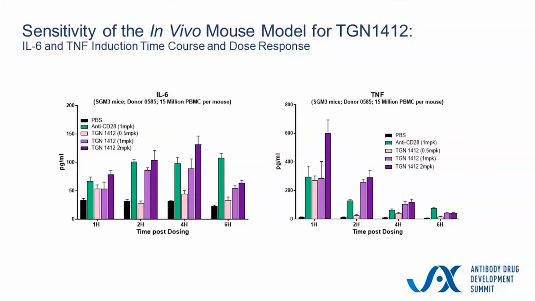TNF on the right-hand side is one of the first cytokines to appear with bispecifics or T-cell engagers or T-cell antibodies. You can see that at 1 hour, we have about 600 picograms per mil of TNF, and by 6 hours, it drops down to almost basal levels. So essentially, we're able to detect human cytokines in this platform with TGN1412, and it's just a proof of concept about the value of the platform.